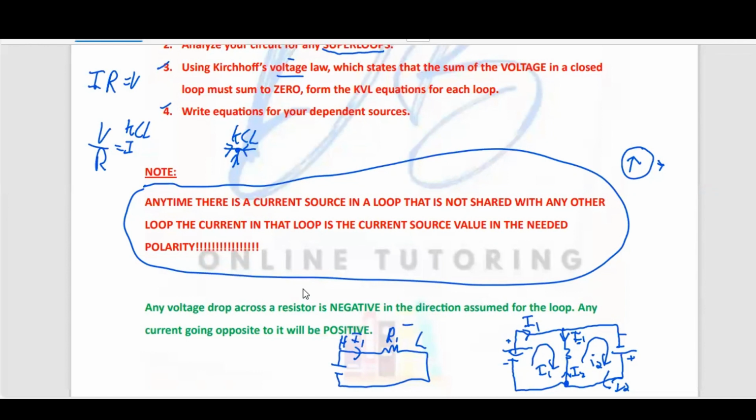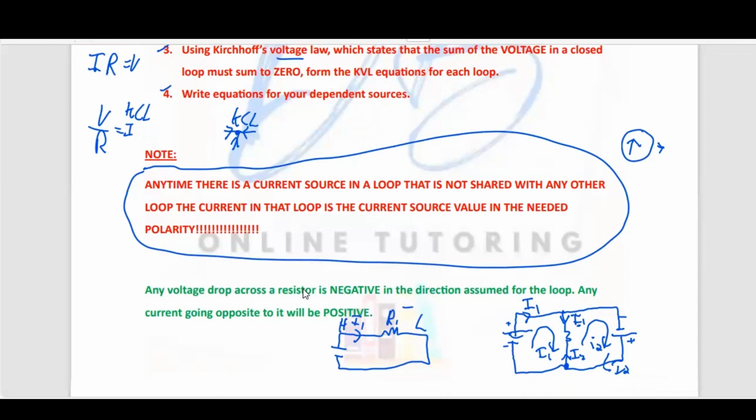You will appreciate this more when I do a question, but for now, just remember, if you have two currents going through the same resistor, in this loop any resistor will have a negative voltage drop for I1, but any current going in the opposite direction will be positive. Just remember that for now. When we do a question, you'll see why it does that.